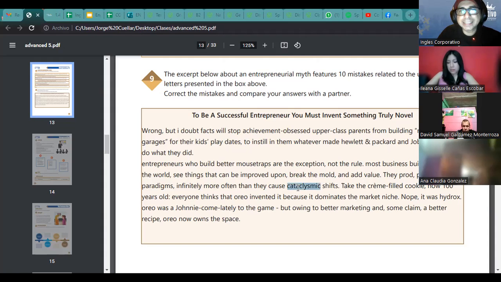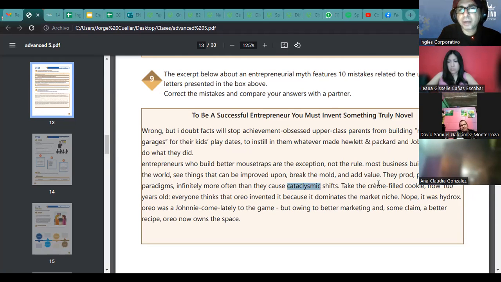What is cataclysmic? Something that definitely breaks the rule or breaks the model and gives a jump in a different direction, maybe. Well, in this case, it's something like that, right? So yeah, they cause a lot of changes on the face of the market, let's say.